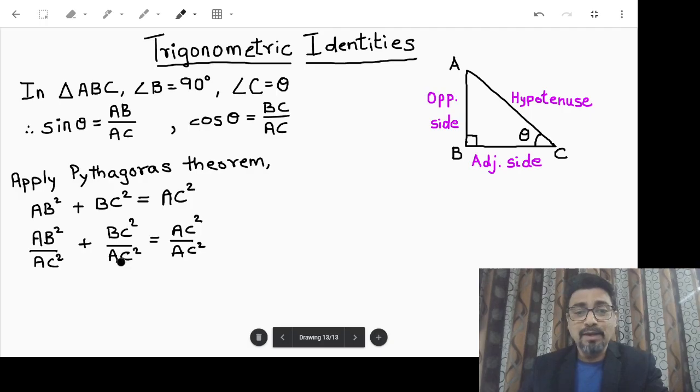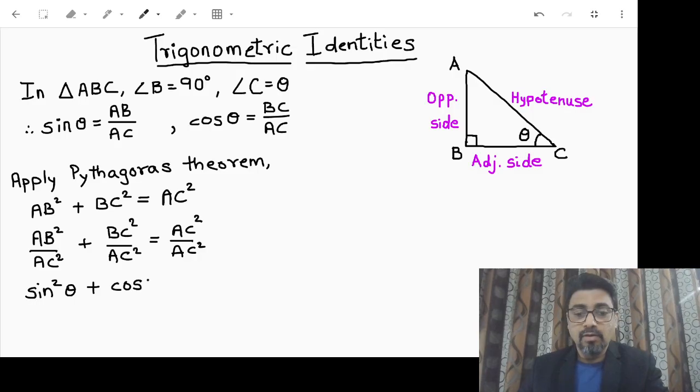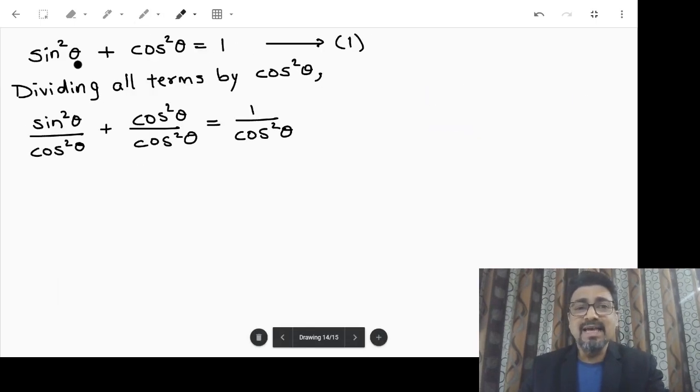Similarly, BC square upon AC square is BC upon AC the whole square. BC upon AC is cos theta. So BC square upon AC square will be cos square theta. We get the first term becomes sine square theta. The second term becomes cos square theta, and right side AC square upon AC square will be equal to 1. That will be my first trigonometric identity. The first identity: sine square theta plus cos square theta is equal to 1.